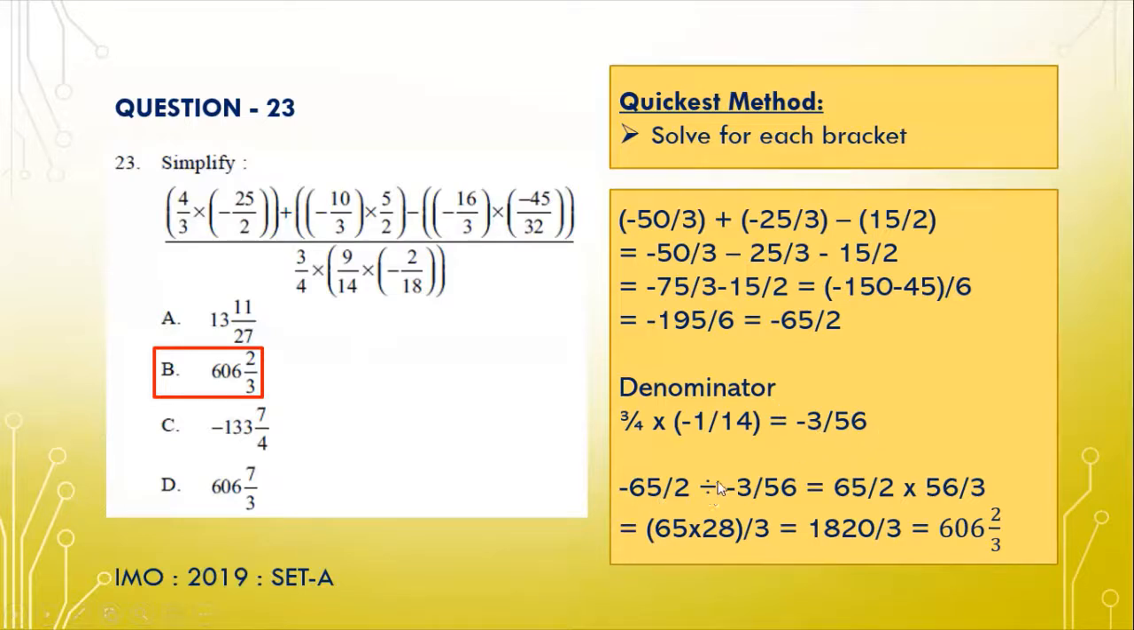So minus 65 upon 2 divided by minus 3 upon 56. If you want to change the division to multiplication, you have to invert this. So multiplied by, and minus will become plus. Minus will get nullified. So it will be 65 upon 2 multiplied by 56 upon 3, isn't it? So 2 into 28 is 56. 65 into 28 upon 3, which is 1820 upon 3, which is 606 integer 2 upon 3.